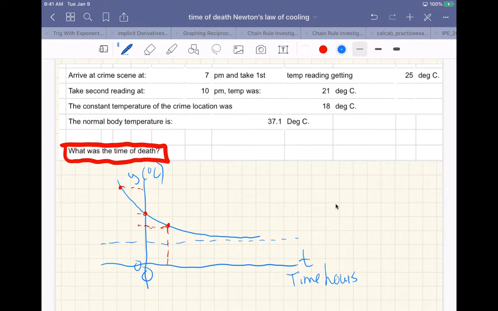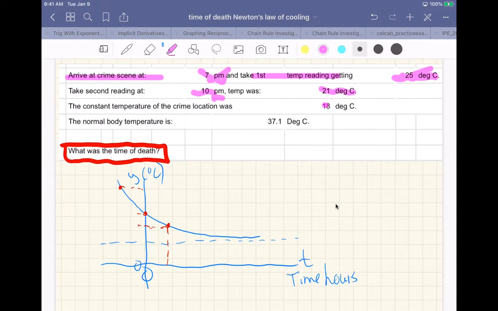We've got our descriptor right here. So someone was arriving at a crime scene at 7 p.m. And then what they do is they take a temperature reading of the victim and they find out it's 25 degrees Celsius. They take a second reading at 10 p.m. and it's down to 21. The room is a constant 18 degrees Celsius.